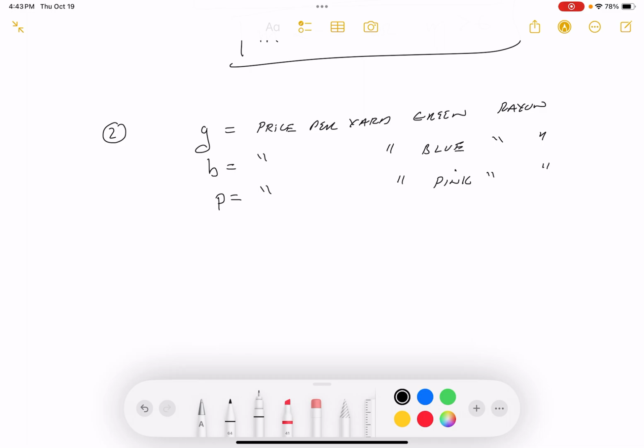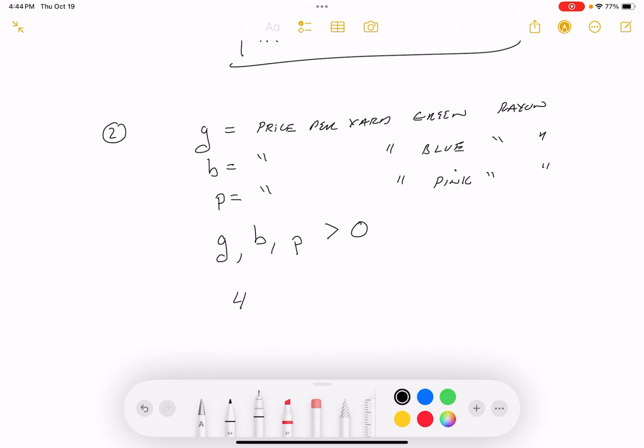All right, so what I'm going to do is also specify that G and B and P are greater than 0, right? None of the prices are negative or 0. So what I want to do is go back and read it to you and see what they said. A clerk in a local store sold 4 yards of green rayon.